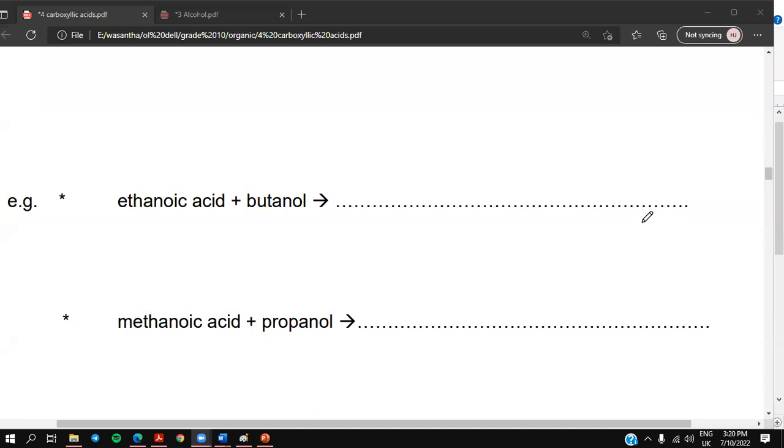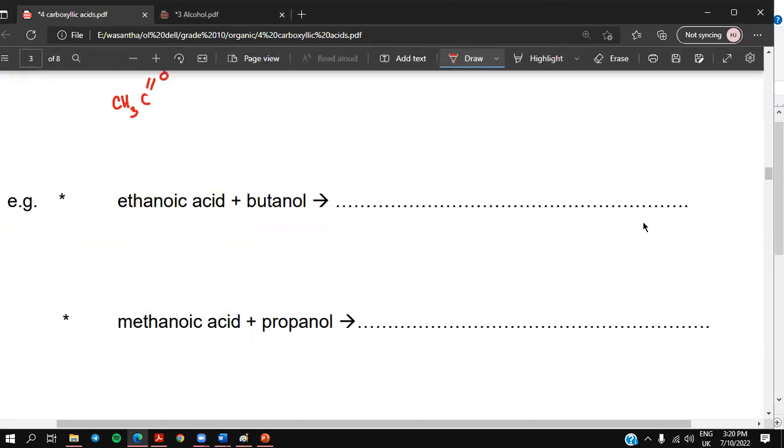Let's try to find out how ethanoic acid and butanol are going to react in an esterification reaction. To do this, I will take the ethanoic acid structure drawn in this manner. See, CH3COOH.